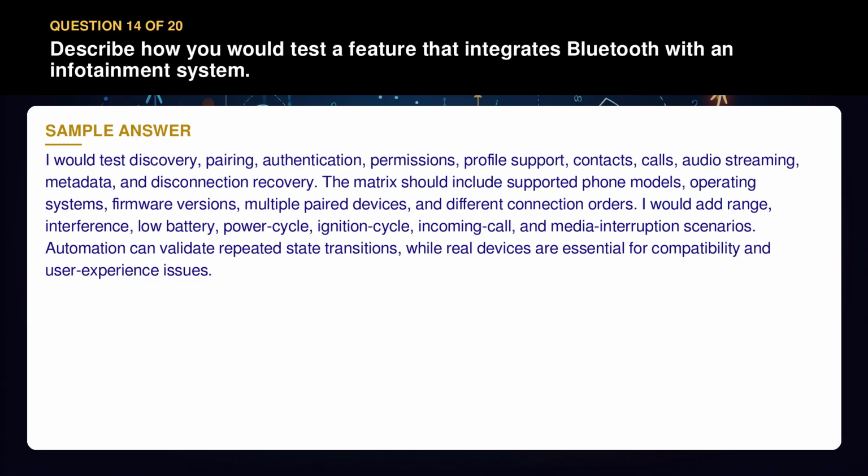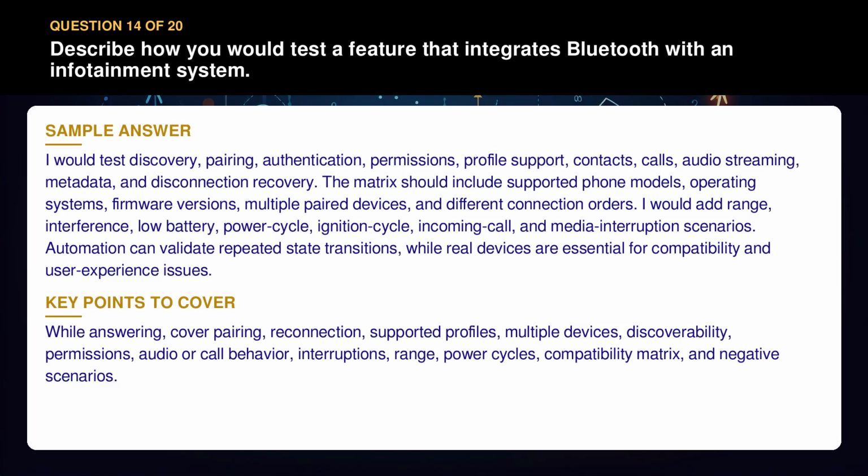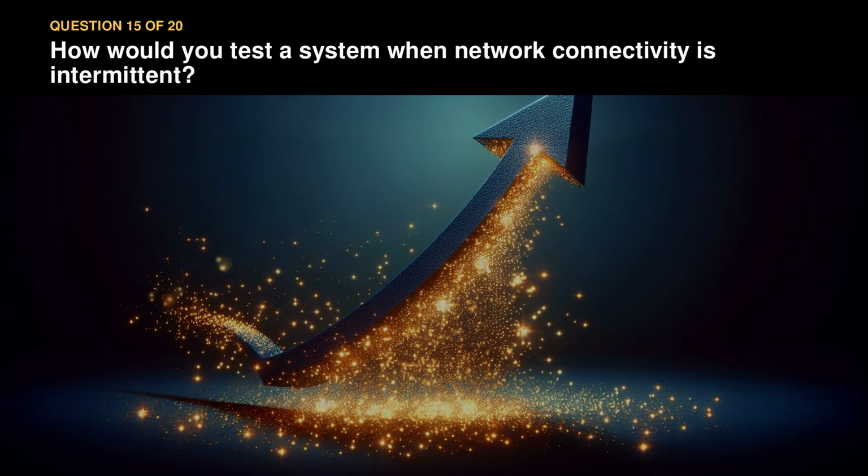Automation can validate repeated state transitions, while real devices are essential for compatibility and user experience issues. While answering, cover pairing, reconnection, supported profiles, multiple devices, discoverability, permissions, audio or call behavior, interruptions, range, power cycles, compatibility matrix, and negative scenarios.